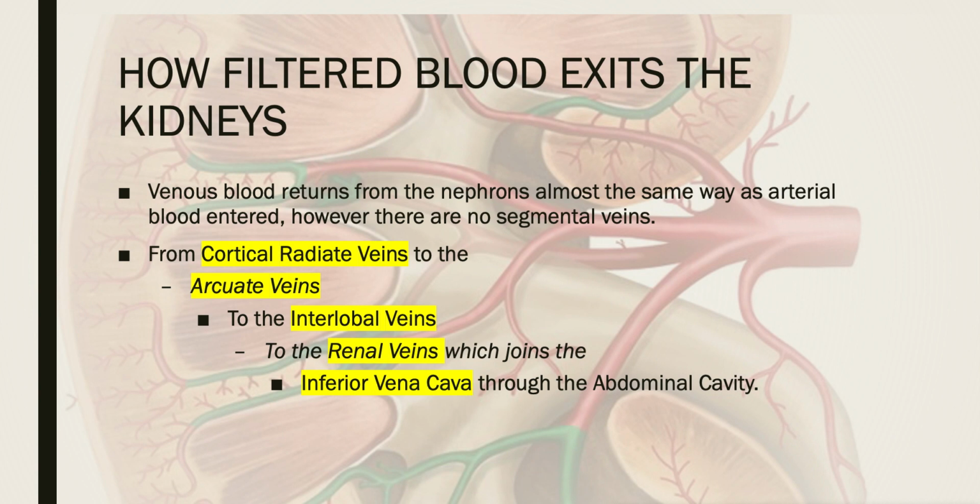How filtered blood exits the kidneys. The venous blood returns from the nephrons almost the same way as the arterial blood entered. However, there are no segmental veins. So, from the cortical radiate veins to the arcuate veins to the interlobar veins to the renal veins, which joins the inferior vena cava through the abdominal cavity and back to the heart.